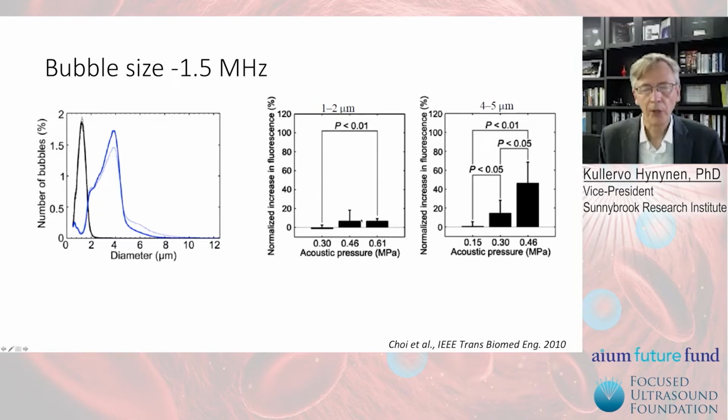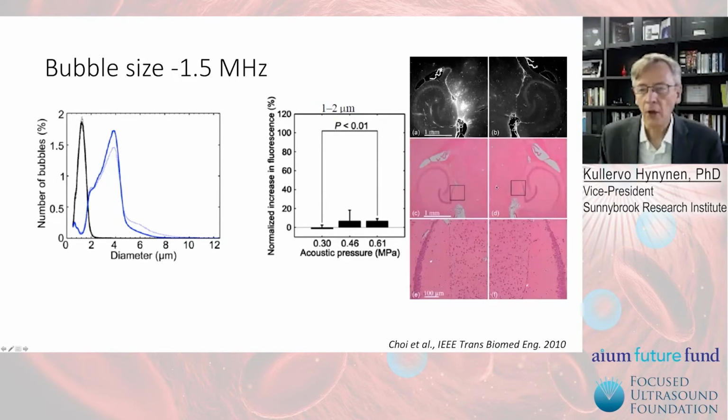In the smaller bubbles, we have only a small increase, whereas with the bigger bubbles, you have a significantly larger increase in the fluorescent concentration in the brain. And they also looked at histology, and they seem to be comparable in histological observation. However, there were not extensive histological and transcriptome studies looking at what the downstream effects might be.